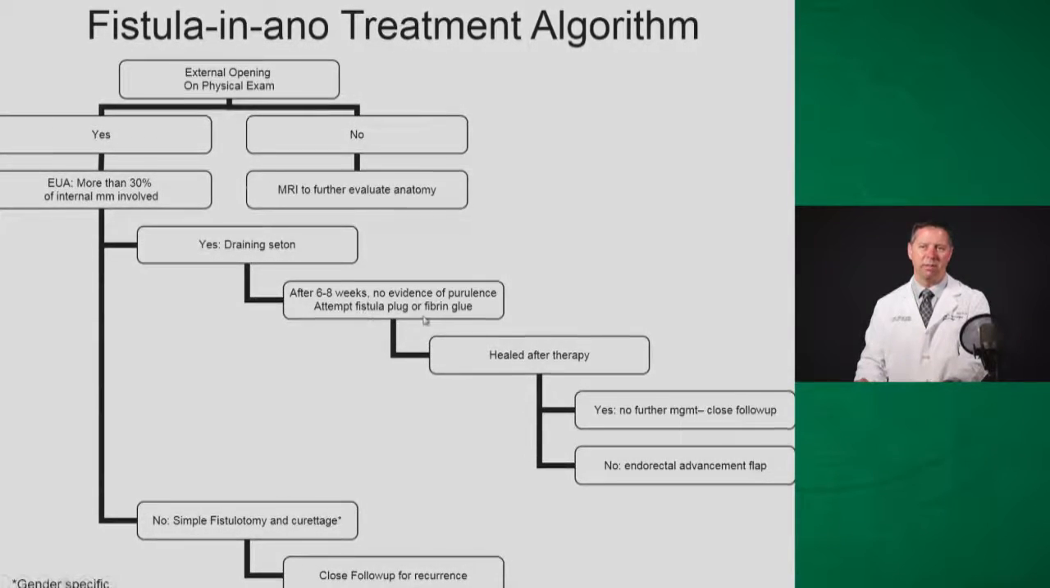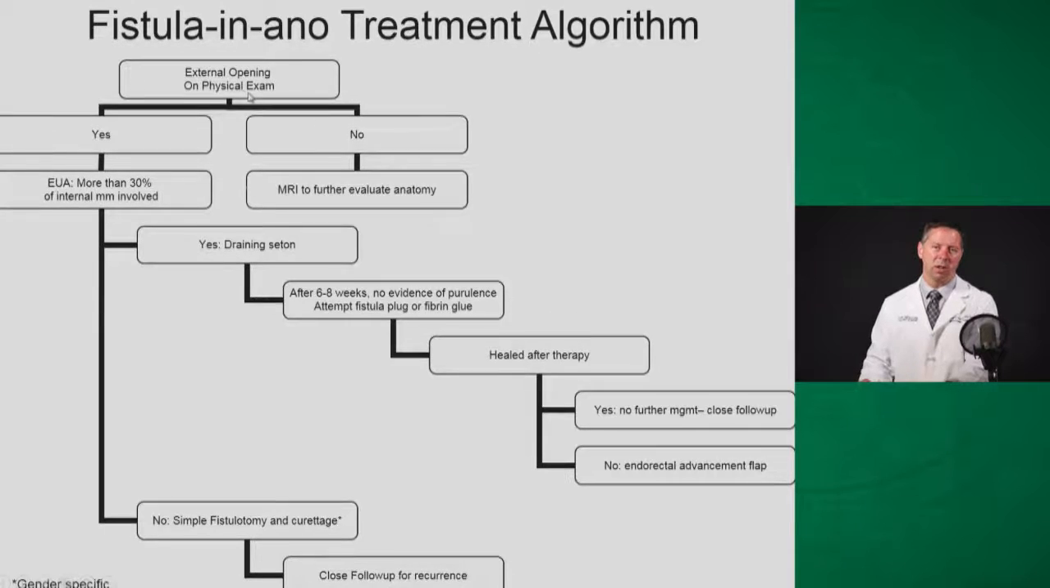Sometimes we can put in a fistula plug or fibrin glue. If they're healed after that, then we celebrate. The majority will not be, and we'll have to think about some type of endoanal flap or endorectal advancement flap, something like that. If, on the other hand, it's fairly straightforward, with less than 30% of the internal sphincter muscle involved, we can simply do a fistulotomy and curettage. The vast majority of these will heal after that procedure.